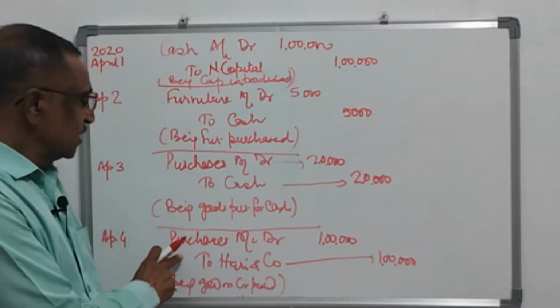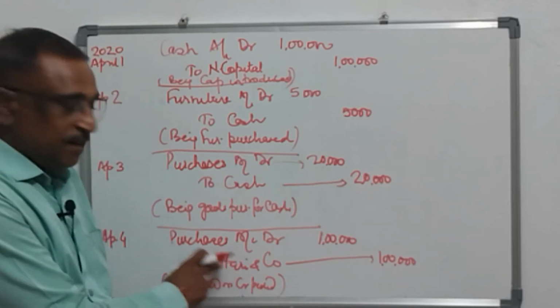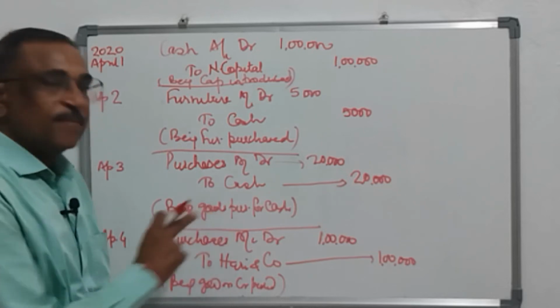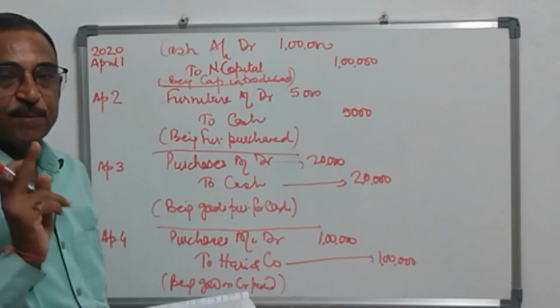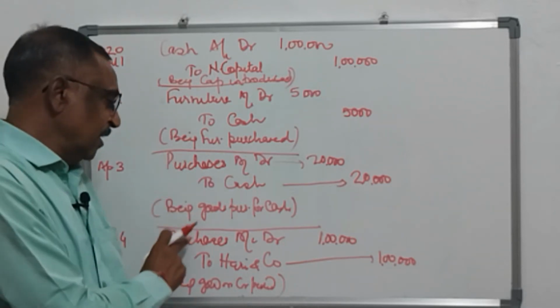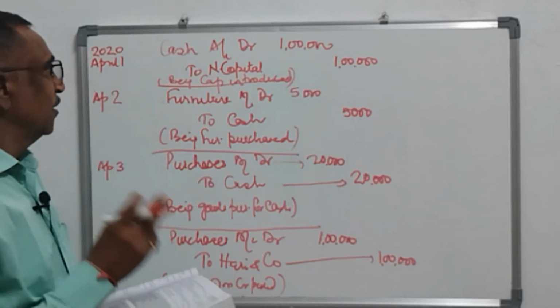Once again, goods are purchased on credit from Hari and Company. Credit the giver, debit all your expenses, because it's an expense. Goods purchased is your expense, and expense comes under nominal account, and the rule is debit all your expenses and losses. Okay. So we move on to next.